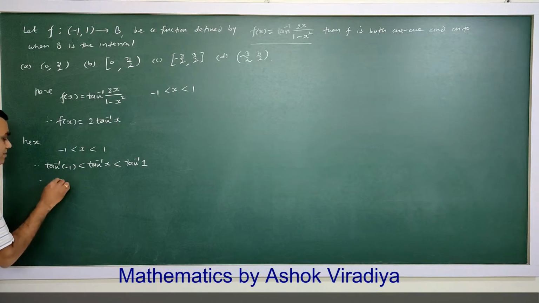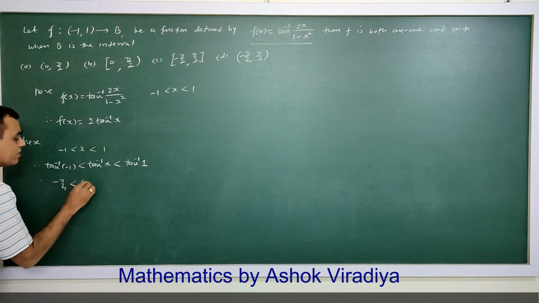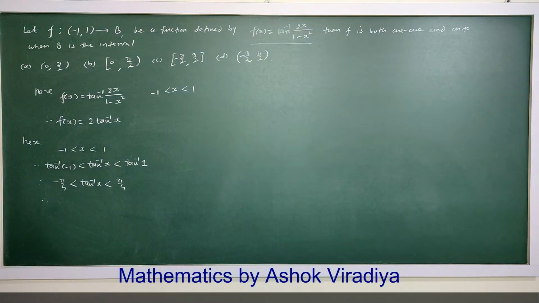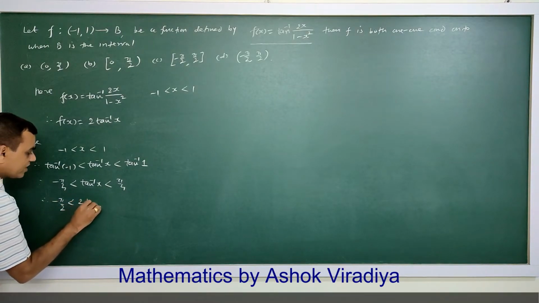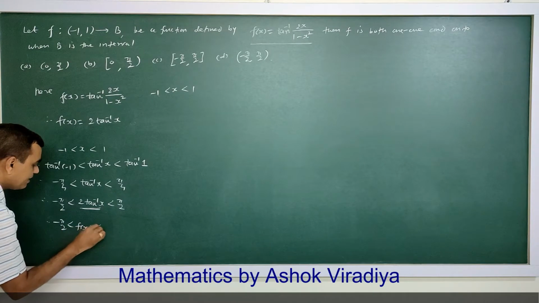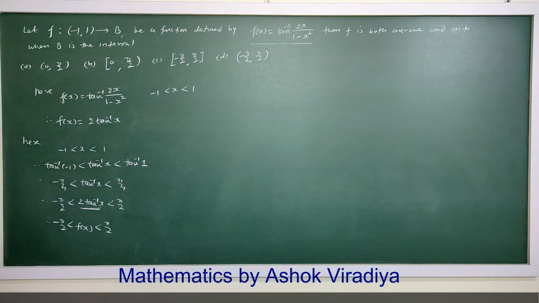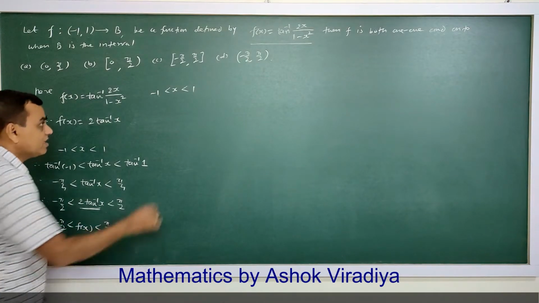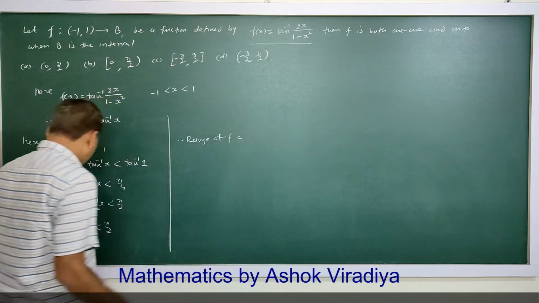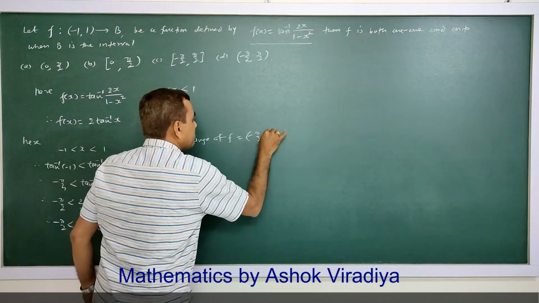Now this is -π/4, this is tan inverse x, and this is π/4. Now it is 2 times tan inverse x, so I multiply by 2. Multiplying by 2, this is 2 tan inverse x between -π/2 and π/2, and this is f(x). So f(x) is between -π/2 and π/2. Images lie in this interval. So that means the range of this function is the open interval (-π/2, π/2).